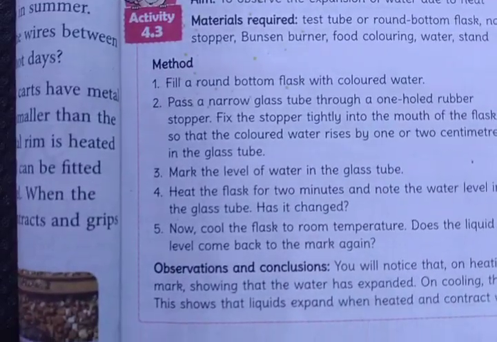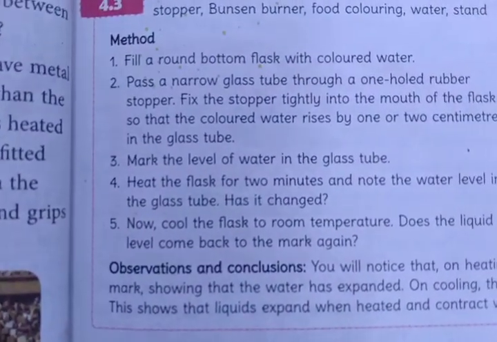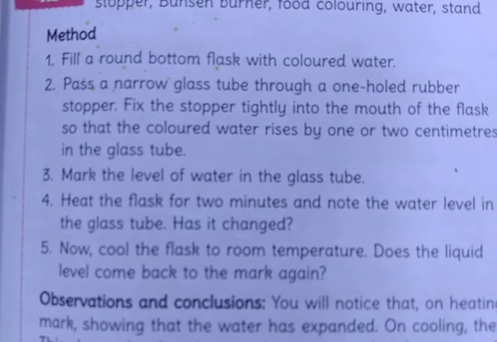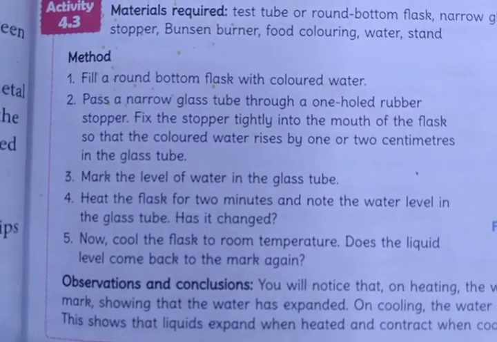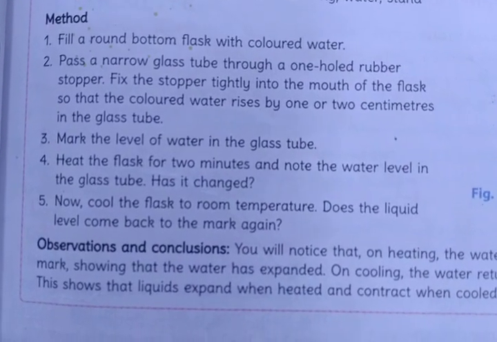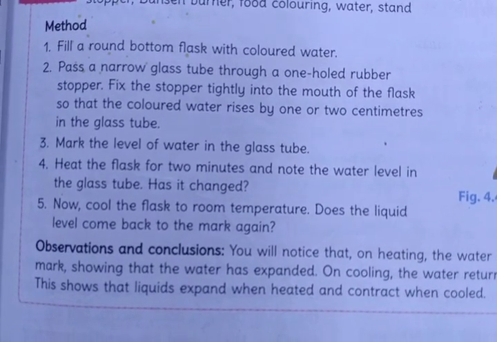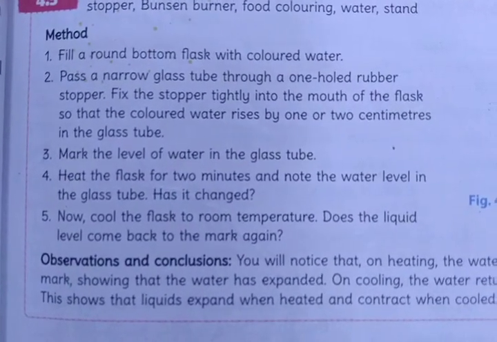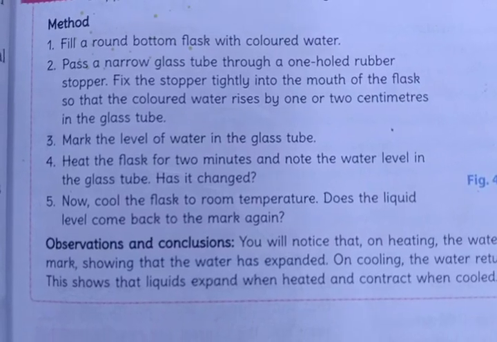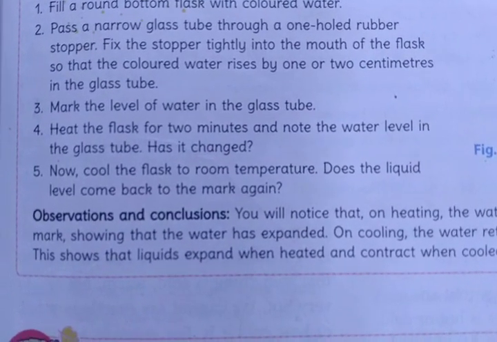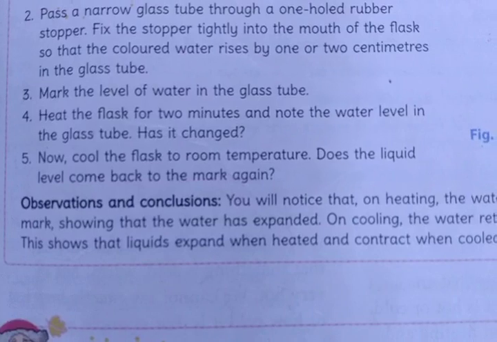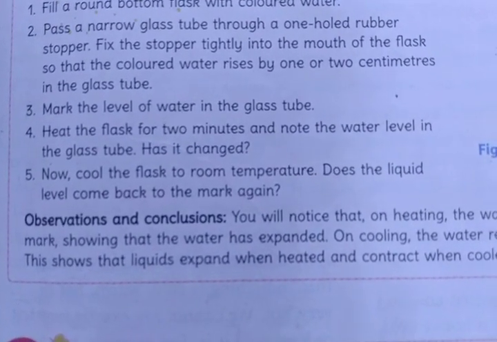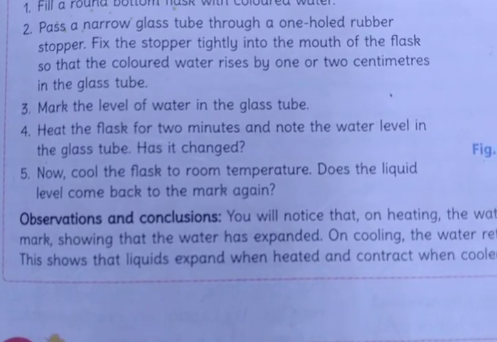Now, what are the materials and methods? Fill a round bottom flask with colored water. You have to fix this and pass a narrow glass tube through a one-holed rubber stopper. Fix the stopper tightly into the mouth of the flask so that the colored water rises by 1 centimeter in the glass tube. Mark the level of the water in the glass tube. Heat the flask for 2 minutes and note the water level in the glass tube.